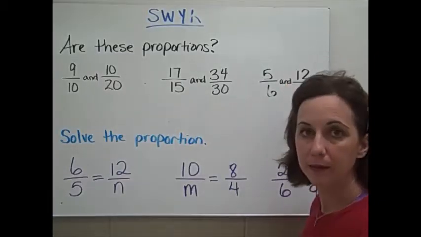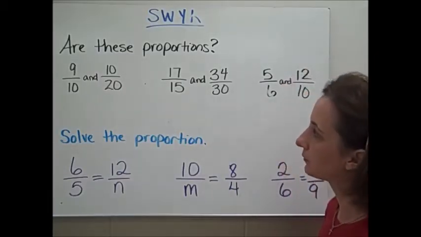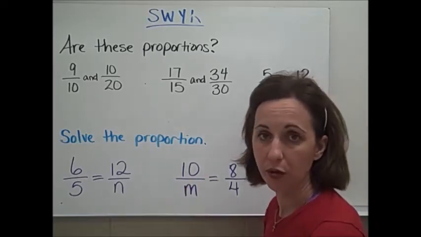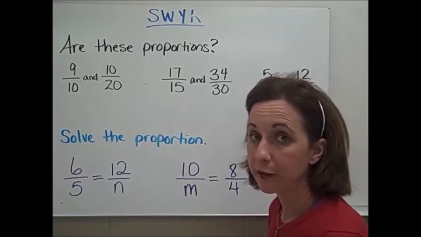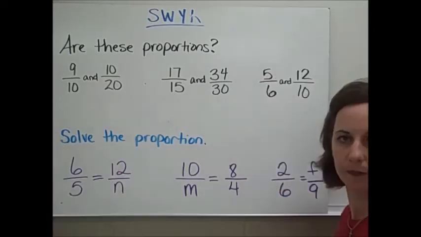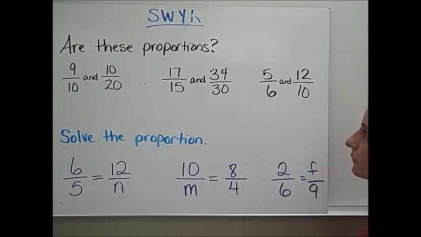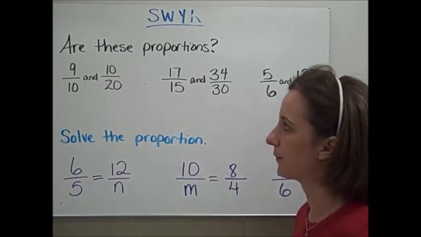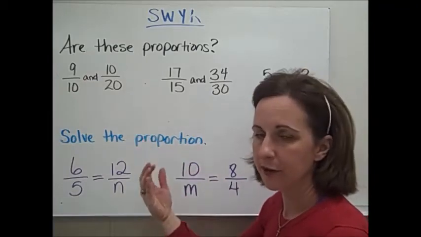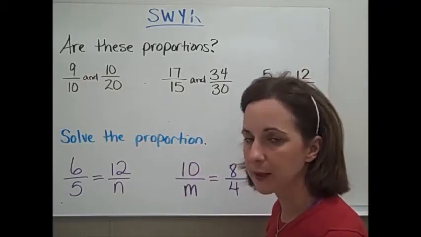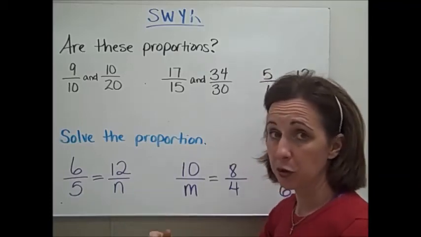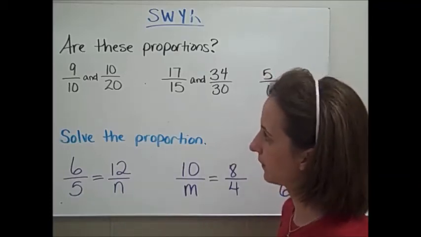All right, 6 problems to show what you know. Remember, when solving proportions, you can do cross products, you can find a form of 1, or you can use a ratio chart. All right, let's see how you did. 9/10 and 10/20. For the sake of time, I'm going to use the cross product method because that is probably the method you will eventually use the most often.